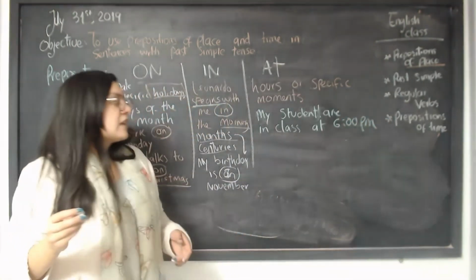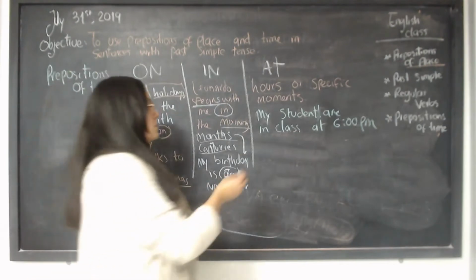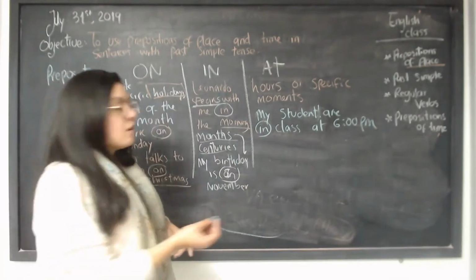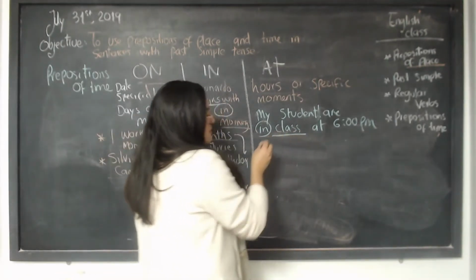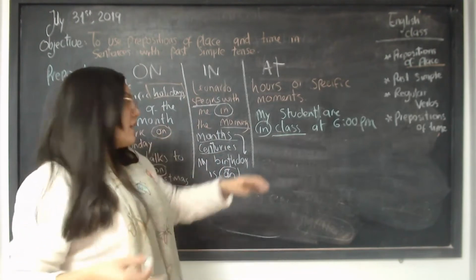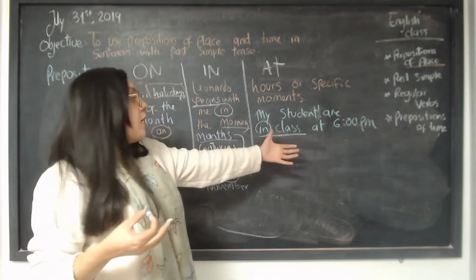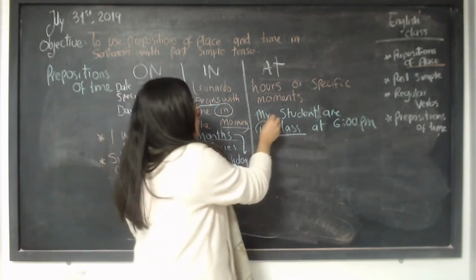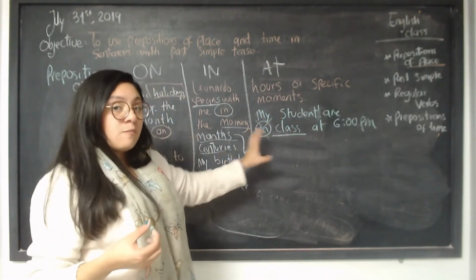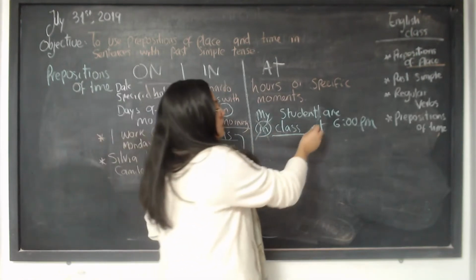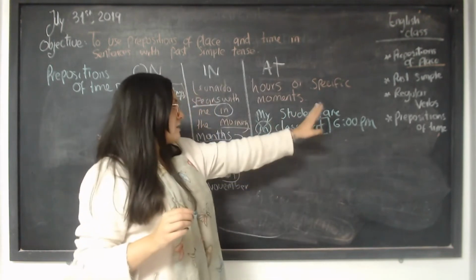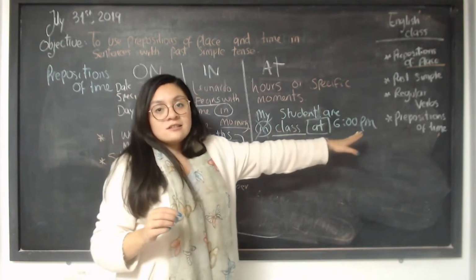My students are in class at 6 p.m. So in is not anymore a preposition of time because I'm putting a place or like an abstract concept of a place. Estoy poniendo un contexto de lugar. So in is not anymore a preposition of time. It's a preposition of place in this sentence. But the one that we are interested about is this one, at. Mis estudiantes están en clase a las 6 de la tarde.